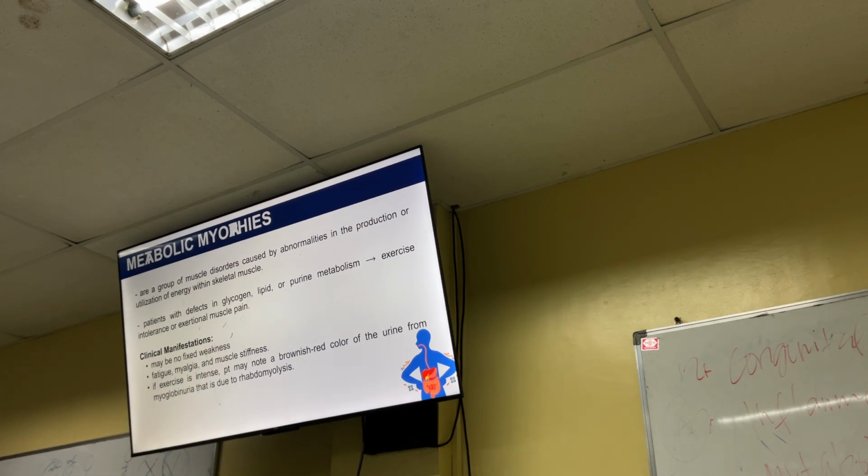Guys, your metabolic myopathies are a group of muscle disorders caused by abnormalities in the production or utilization of energy within skeletal muscle. So basically, they are just a problem with the utilization of energy within your skeletal muscle.